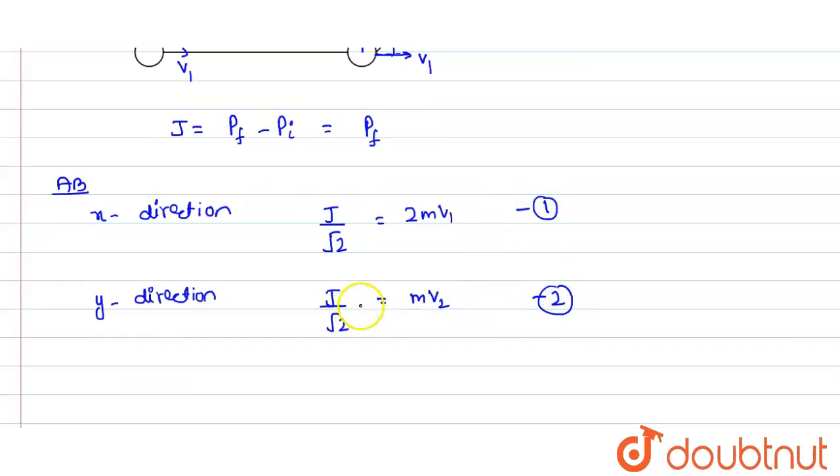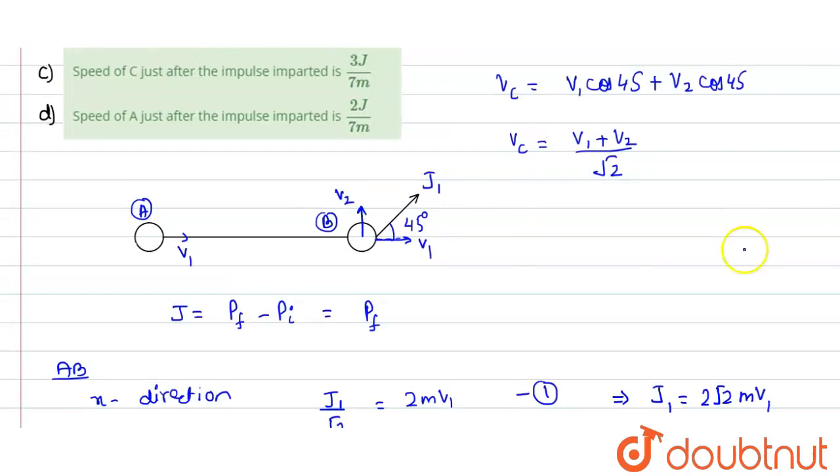So from equation 1 and 2, similarly, we can just substitute these two equations. We can say that V2 would be equal to twice of V1. Okay, now also what we can write? We can write the value of the impulse. Here we have taken the value of the impulse to be J1. This is our J1 impulse. Now from this expression, we can say that our J1 would be equal to 2 root 2 m into V1. Okay, because J1 is the component which we are taking here.